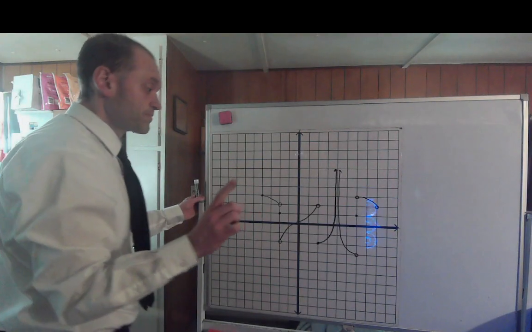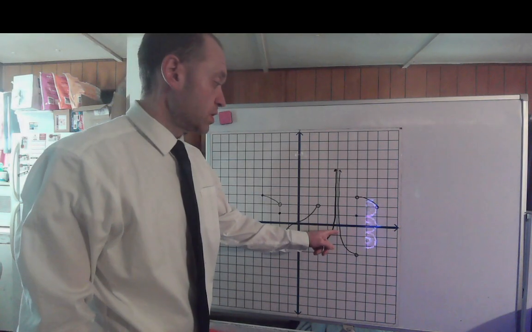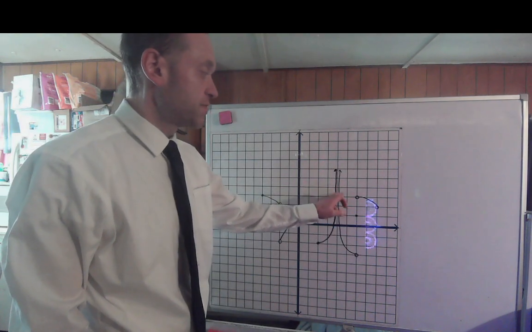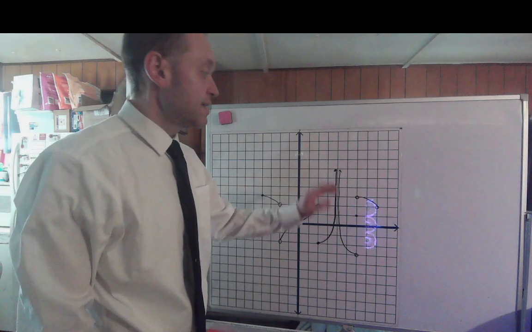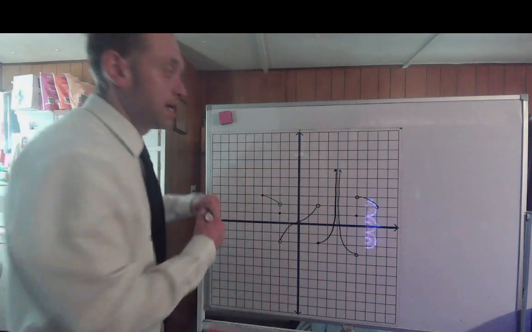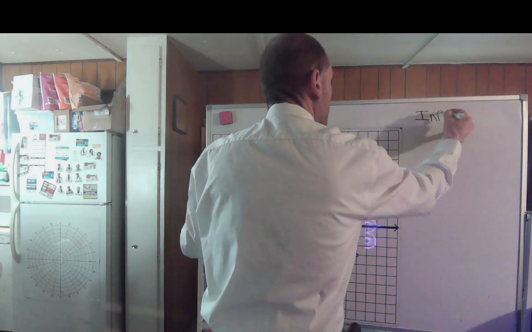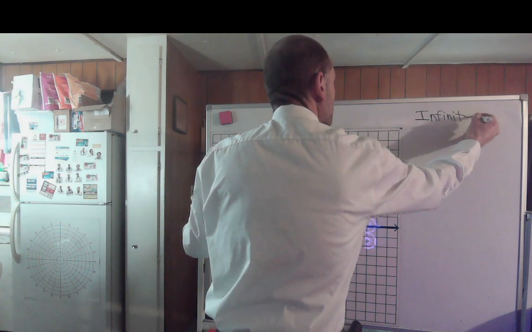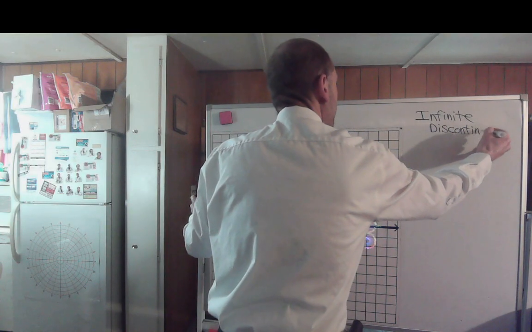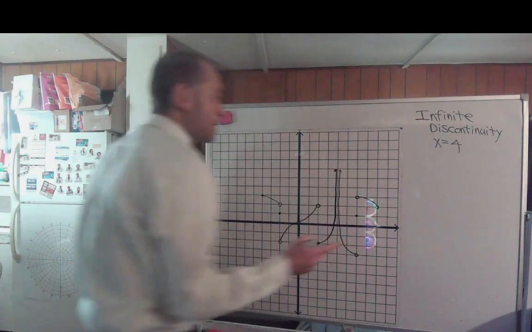Now, if we go to x equals 4, it looks like we have another discontinuity. You see the shape of the graph at x equals 4: it never actually crosses x equals 4, but it bends around it going up infinitely. That means we have an infinite discontinuity at x equals 4. So the infinite discontinuity is located at x equals positive 4.